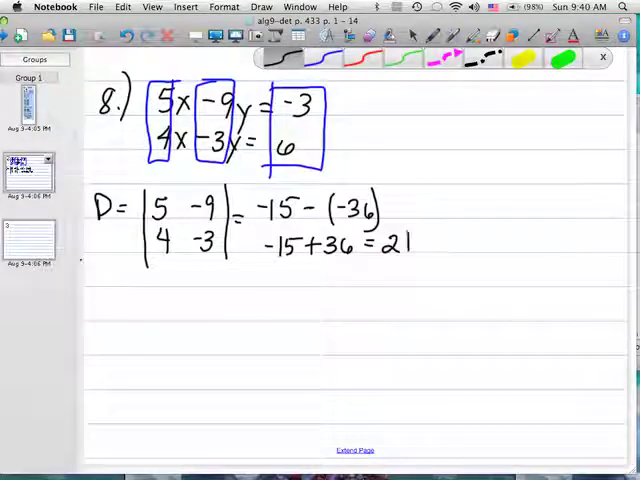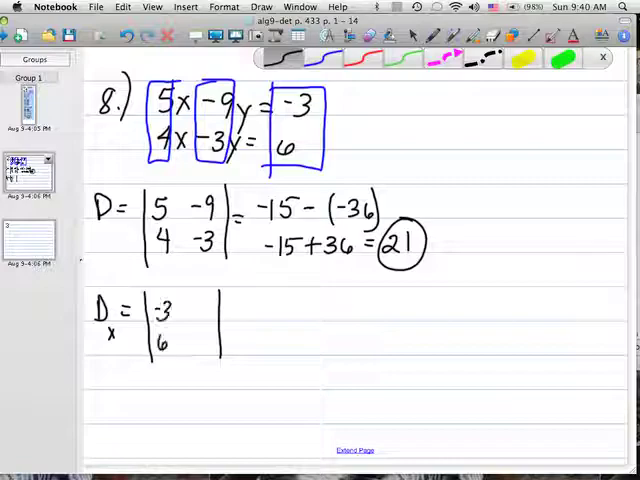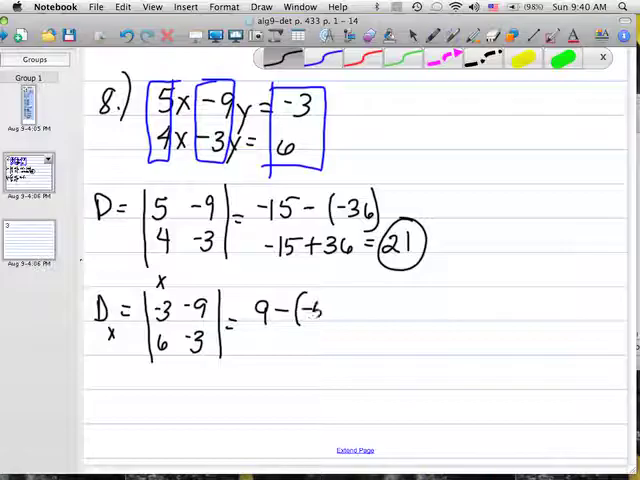The determinant for x would be, well, the matrix and then figure out the determinant, since I'm looking for x, I put in the negative 3 and the 6 in the x column. I leave the y column alone, negative 9, negative 3. Do the multiplication, negative 3 times negative 3 is 9, minus a negative 9 times 6 is negative 54. So that's 9 plus 54, which is 60.